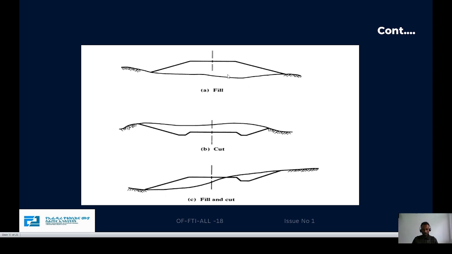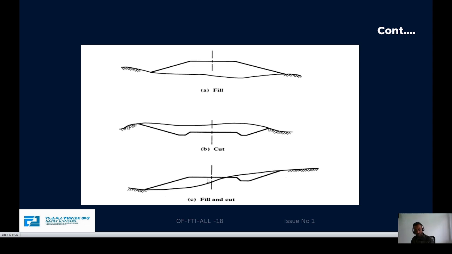The original ground level is this one, so the top parts, the layers, the subbases, bases, and surface will be fill. Cut sections will be this one. This is a structure, a drainage structure. A back slope and side slopes will be given. So these parts will be cut.